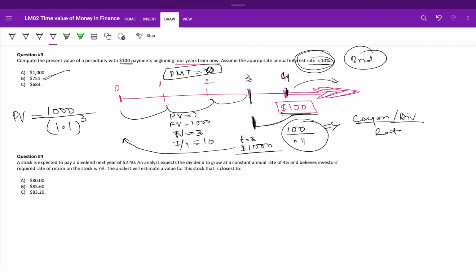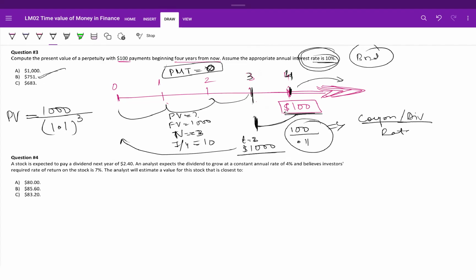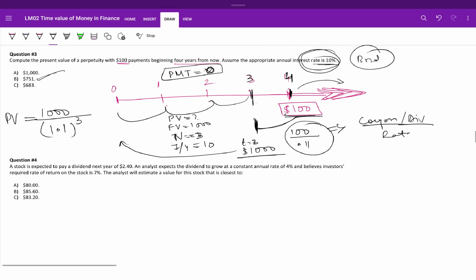I would suggest for every numerical question, try to make a timeline. A timeline works best.